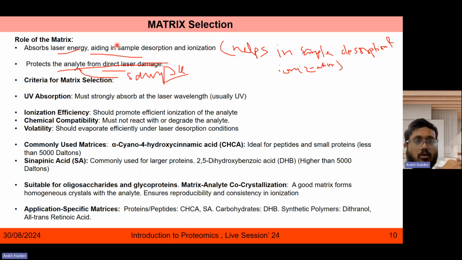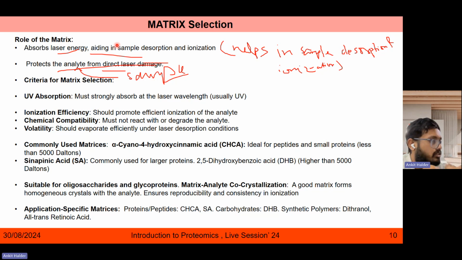So these are some of the commonly used matrices. One promotes efficient ionization, is quite compatible and does not degrade the analyte, and also evaporates efficiently under the different conditions. These are very much used for peptides or small proteins that are less than 5,000 daltons, whereas sinapinic acid is used for larger proteins, higher than 5,000 daltons. So this is one thing.